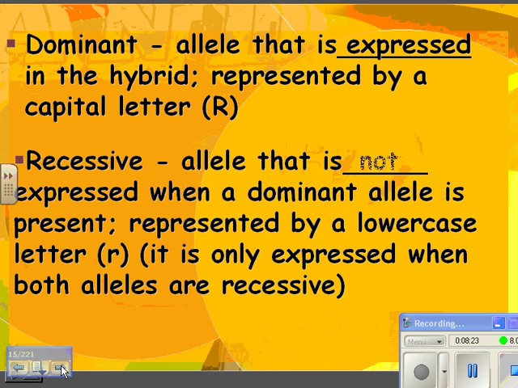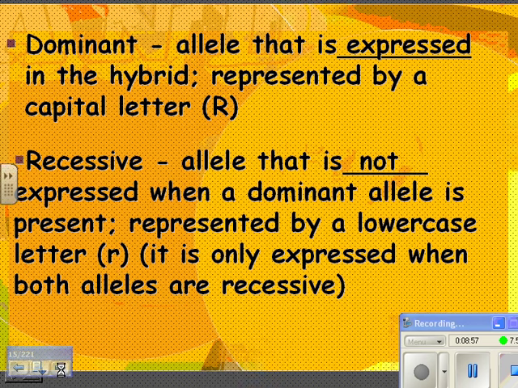Recessive is the allele that is not expressed when a dominant allele is present. We usually show it with a lowercase letter, and it's only present when both alleles are recessive. So for example, again, big P, little p, purple, white. This is going to be a purple plant. And the little p doesn't influence this trait at all. It's almost like it's not there. It could still be inherited, but it's not shown. It doesn't show up in this organism. It would show up if you had two little p's. So little p would be a white flower. And that's what recessive means.